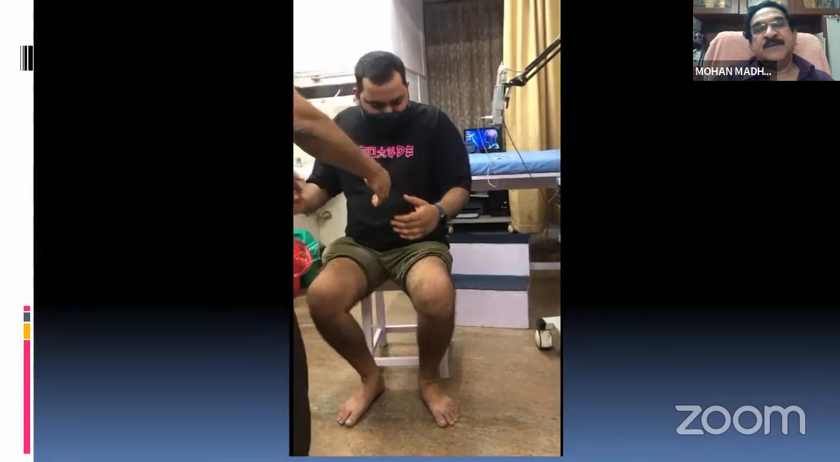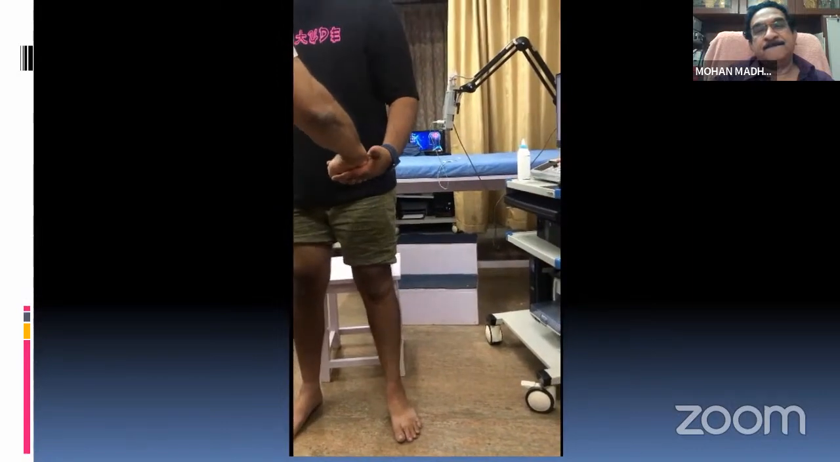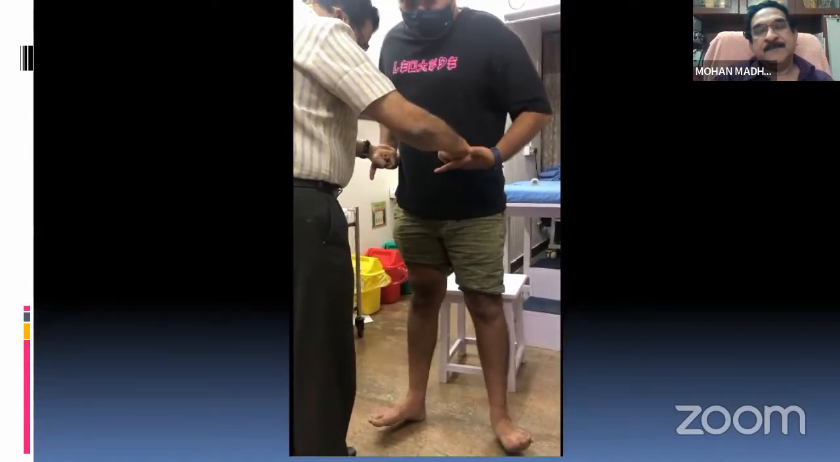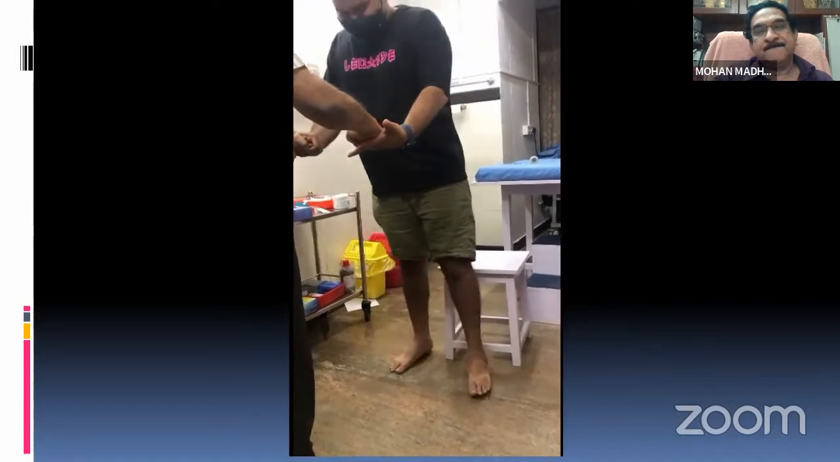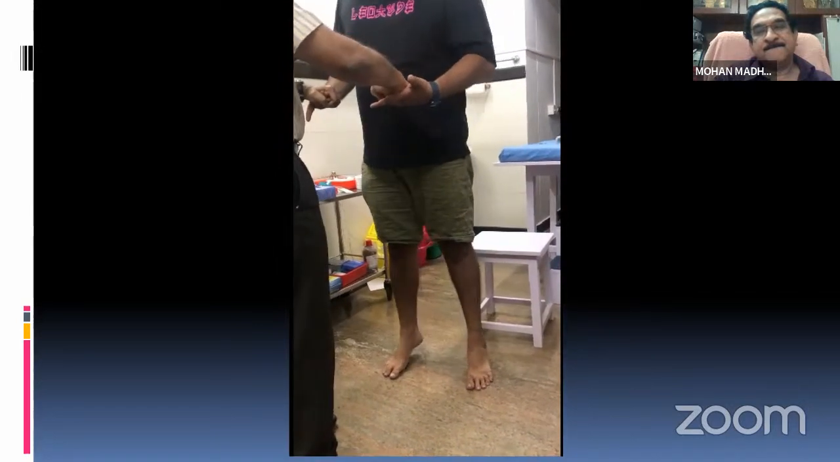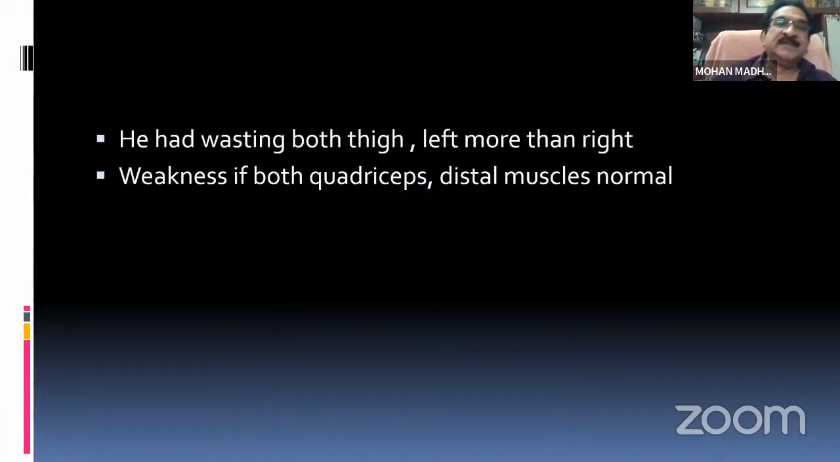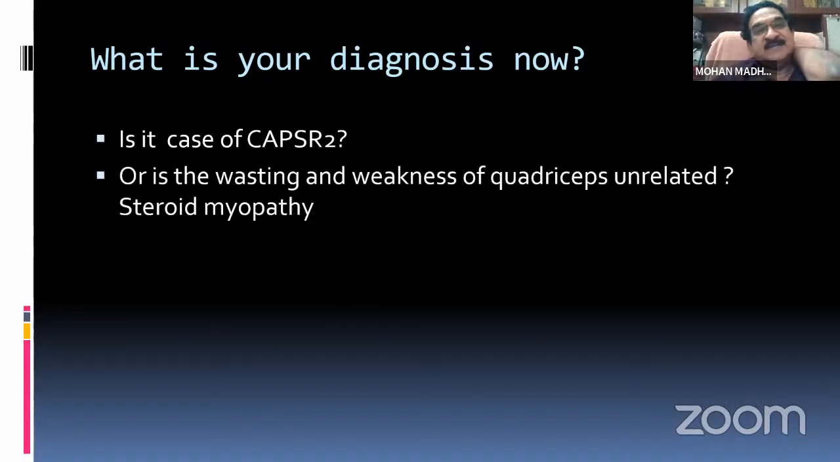With both legs also it is quite difficult to get up. Mild weakness of distal muscles is there on the left side. So, wasting of both thighs, left more than the right, weakness of both quadriceps, and distal muscles grossly normal. My first thought was Caspr2 antibody disease, given the wasting and weakness of the quadriceps and legs in my opinion.